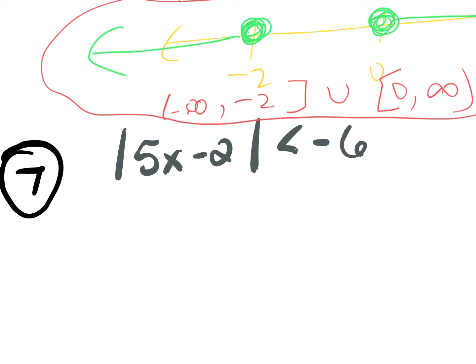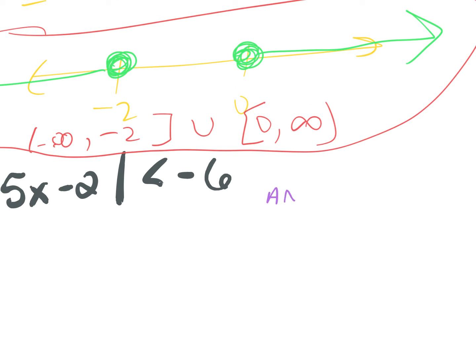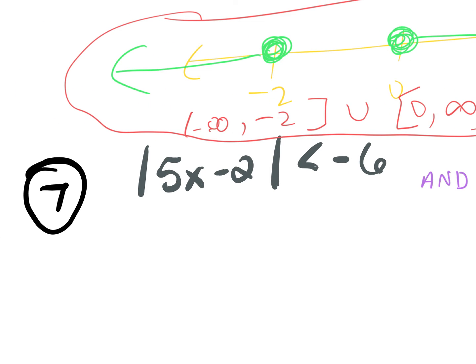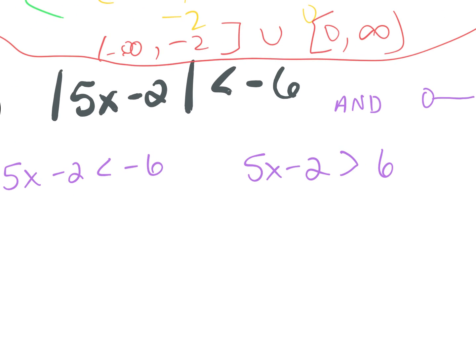What do I look at first? The sign. What does it say? Less than. So it's an and. Open or close? Open. And if it's an and, where do we shade? In the middle. Okay, good. So I rewrite 5x minus 2 is less than negative 6. I rewrite over here, 5x minus 2 is greater than positive 6. Good.